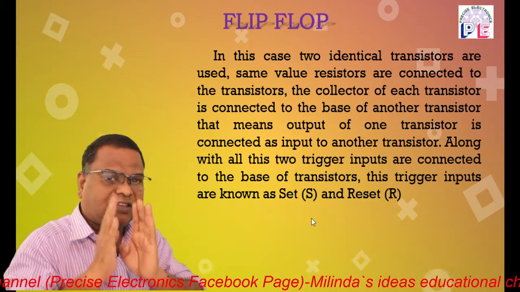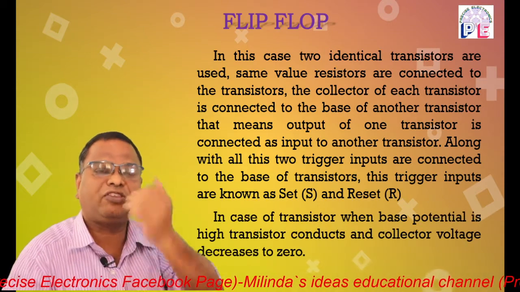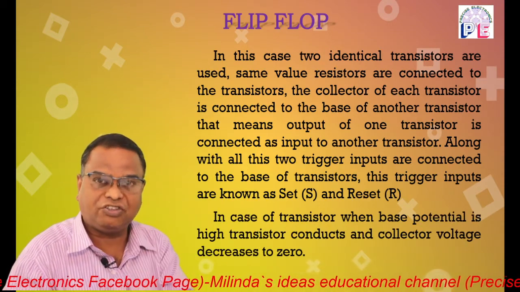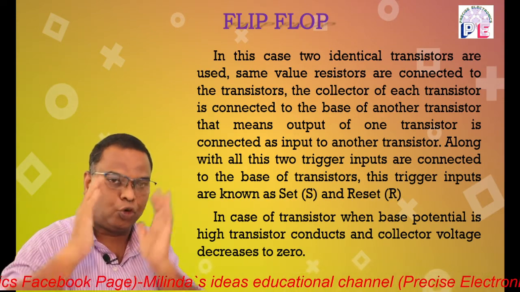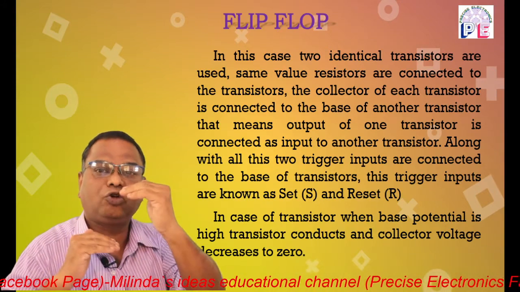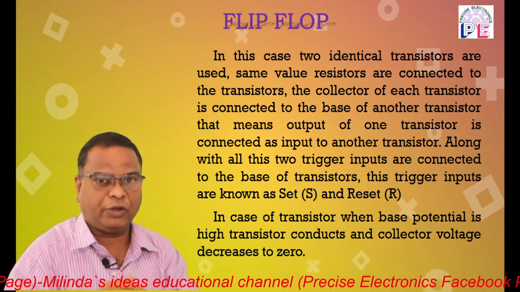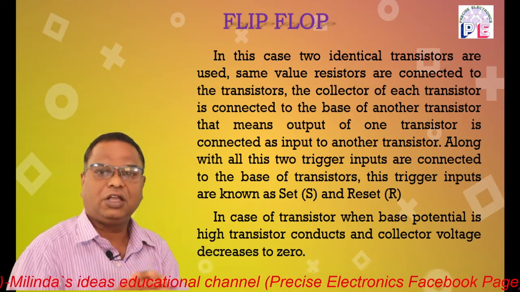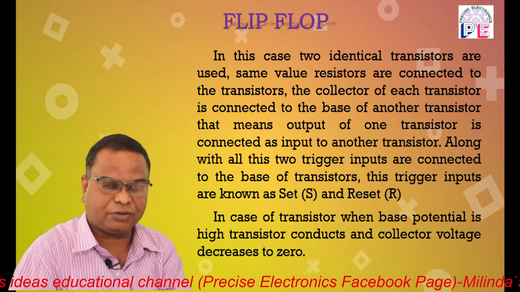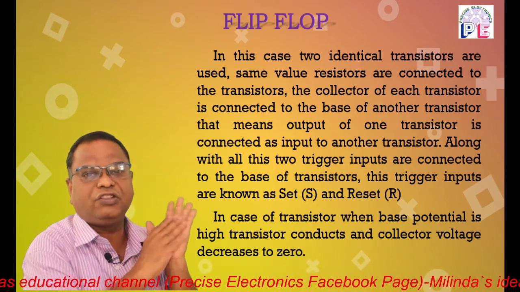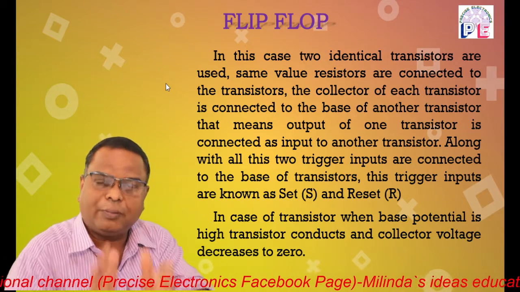Friends, in case of a transistor, when the base potential goes to high level, that means when we are applying the base potential, the transistor is in biasing condition, it is in on condition, it is in saturation mode, then the collector potential drops to low level. When the base potential goes to high level, the collector potential goes to low level. And when the base potential goes to low level, that means when the transistor is in off condition, then the collector potential goes to high level. That principle is used in this circuit. The output is connected to the collector terminals and the inputs are connected to the base terminals.